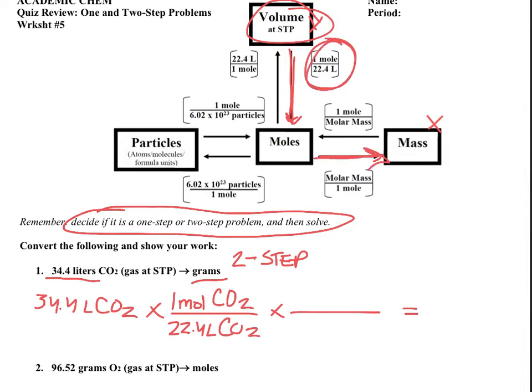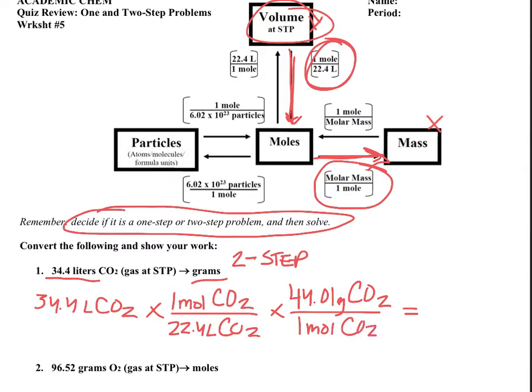Next up, I'm going to go over to mass island, which means I'm going to use my bottom conversion factor. It says to put molar mass on the bottom. When I added up carbon dioxide, I ended up getting 44.01 grams of carbon dioxide off the periodic table over 1 mole of carbon dioxide.